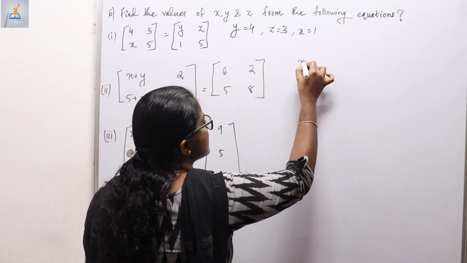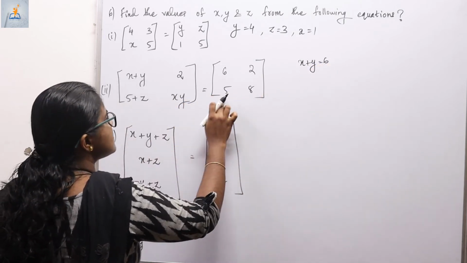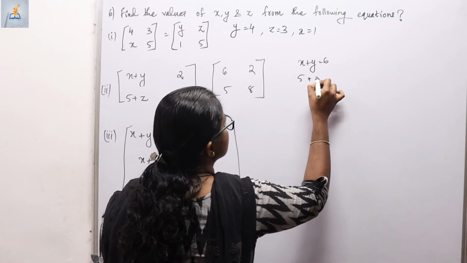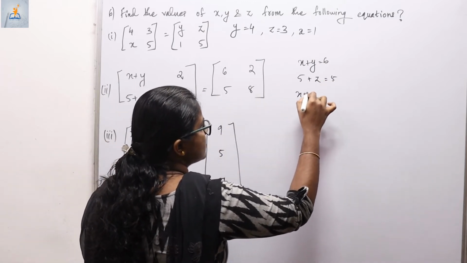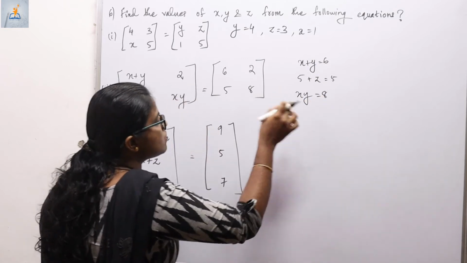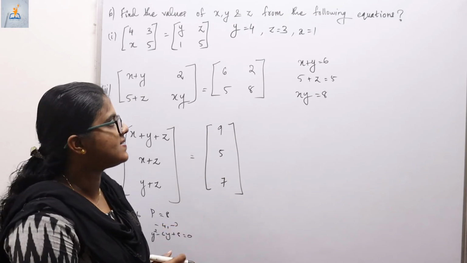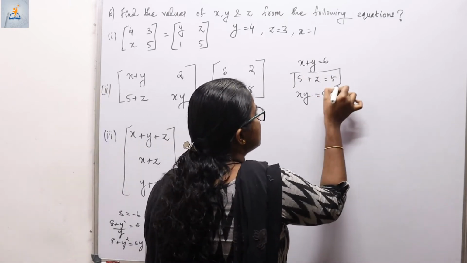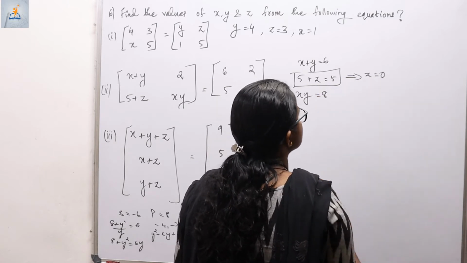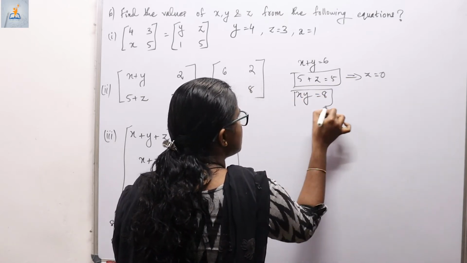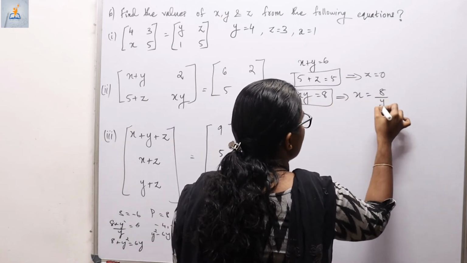So x plus y is equal to 6. Again 5 plus z is equal to 5. And at last xy is equal to 8. So we have to use these three equations to find the values of x, y and z. From this one, it is clear that z is equal to 5 minus 5, that is 0. And from this one, we can take that x is equal to 8 by y.